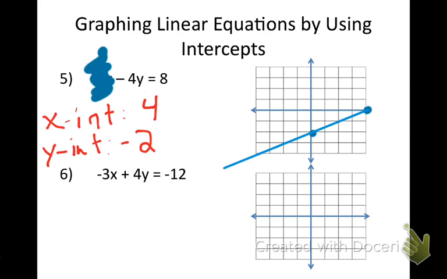Okay. Now graphing using intercepts isn't very common, but being able to find intercepts is. So don't feel like you always have to graph using intercepts. You can, but being able to find intercepts is kind of key here. All right, number 6.